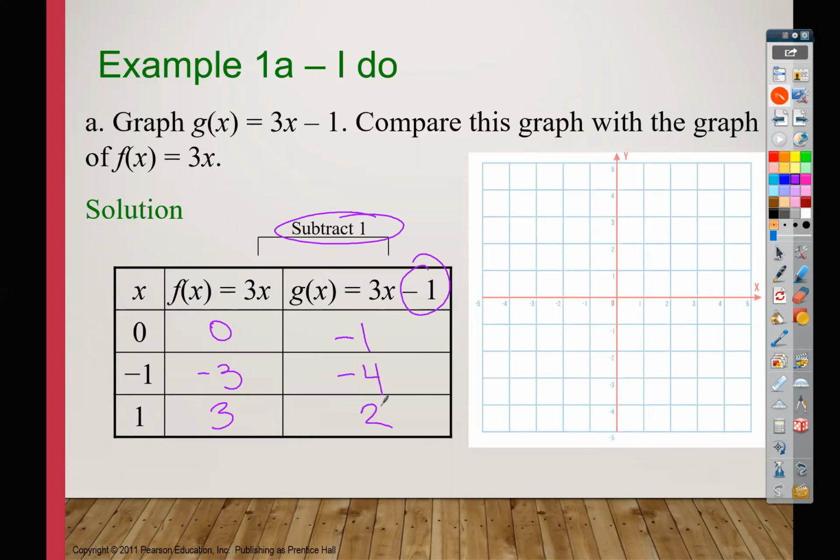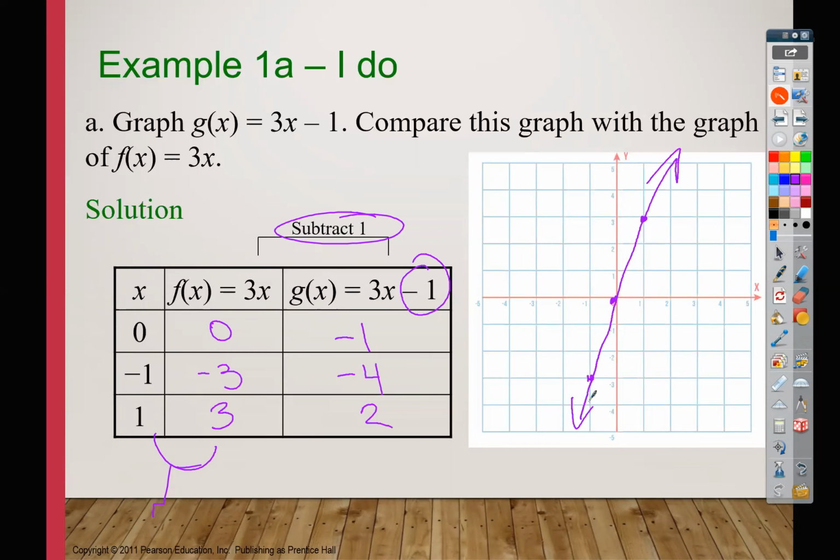Now we're going to plot. Okay, so we're going to plot these points: 0, 0, -1, -3, and 1, 3. Now we're going to draw this with a straight line as best we can.